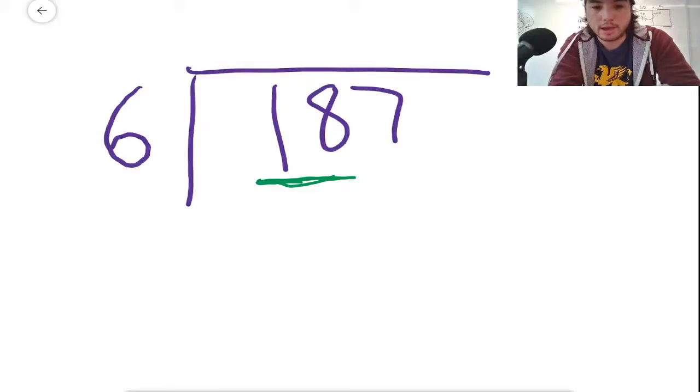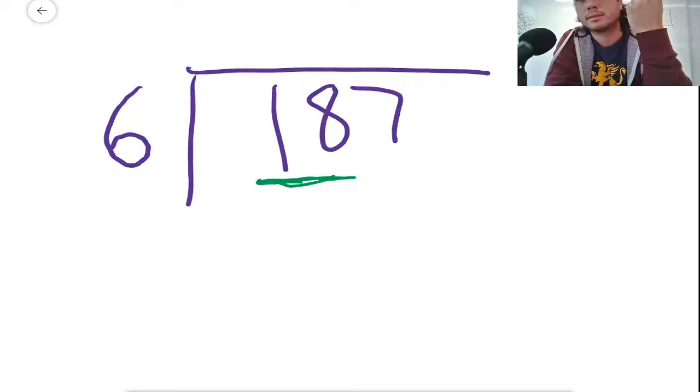Let's think about how many groups of 6 can I make with 18. Again, don't be afraid to count by sixes. 6, one group of 6 equals 6. 2 groups of 6 equals 12. 3 groups of 6 equals 18. Stop. There it is. 3 groups of 6 equals 18.